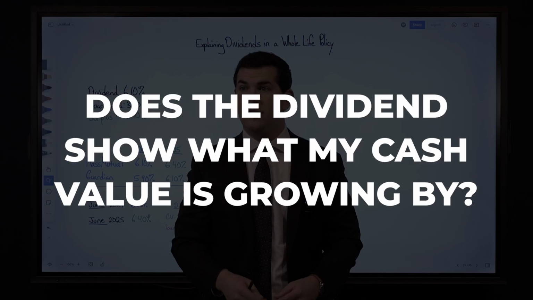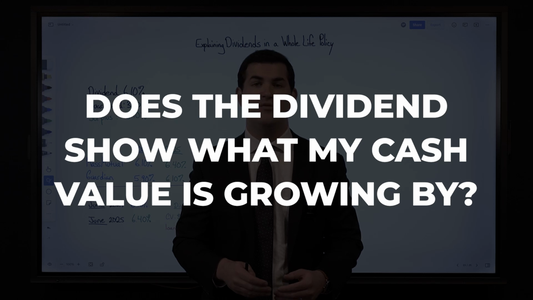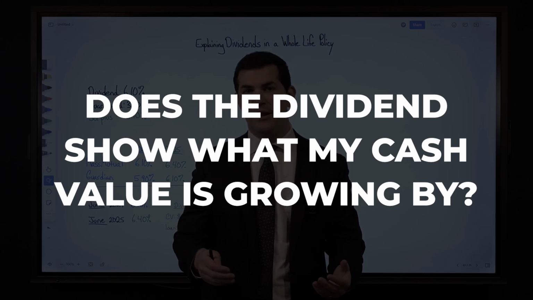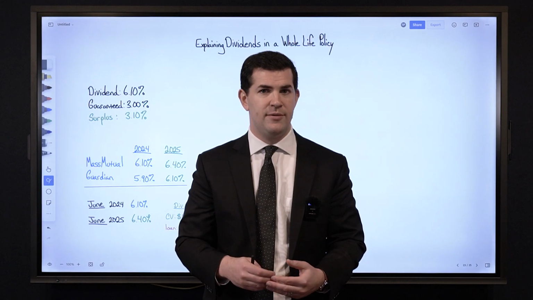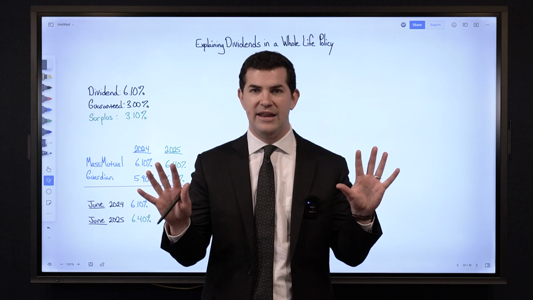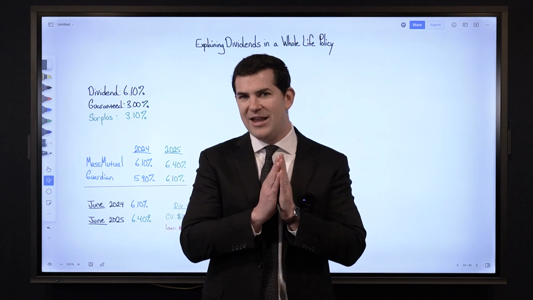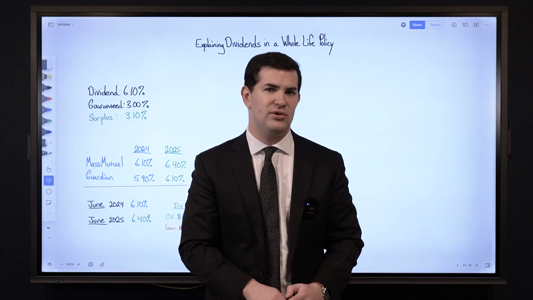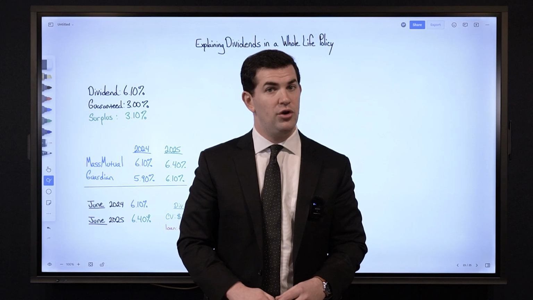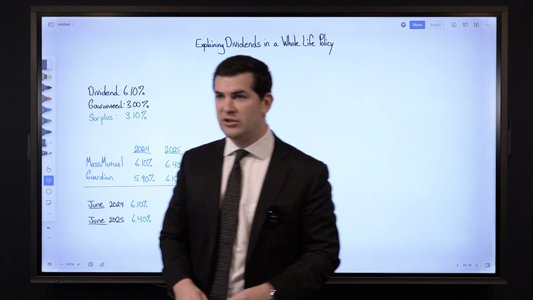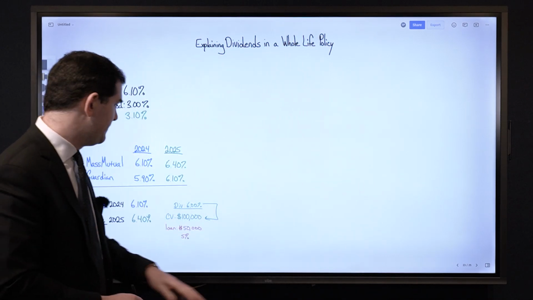Our next question, does the dividend show what my cash value is growing by? Meaning, if on your annual statement you see a dividend of $10,000, does that mean your policy grew by $10,000 that year? The answer is no, it does not. So let's take a look at an illustration for this.